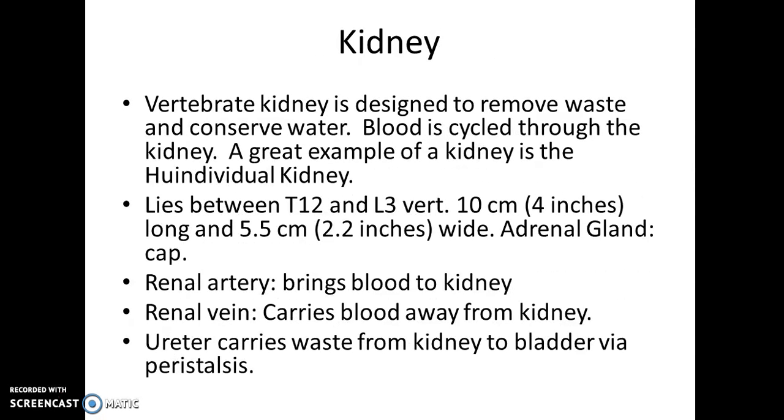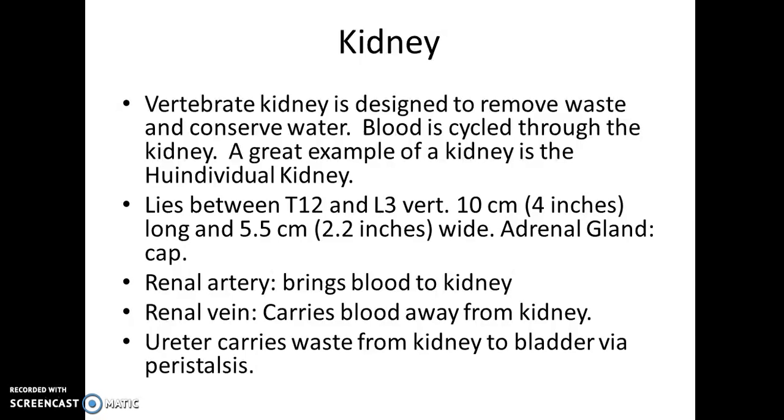The vertebrate kidney is designed to remove waste and conserve water. Now, blood is cycled through the kidney, right? And a great example of a kidney is the human kidney. If you take a look at the human kidney, it lies between the 12th thoracic and 3rd lumbar vertebrae. It's about 10 centimeters or 4 inches long and 5.5 centimeters or 2.2 inches wide.